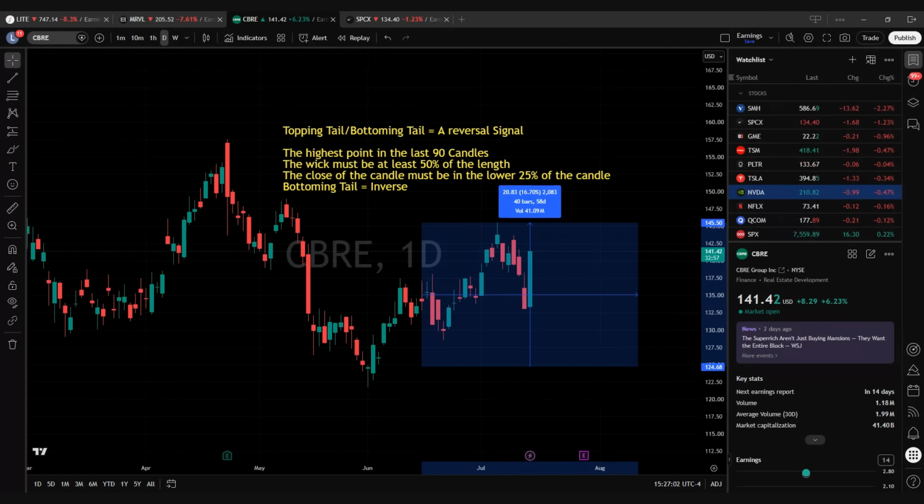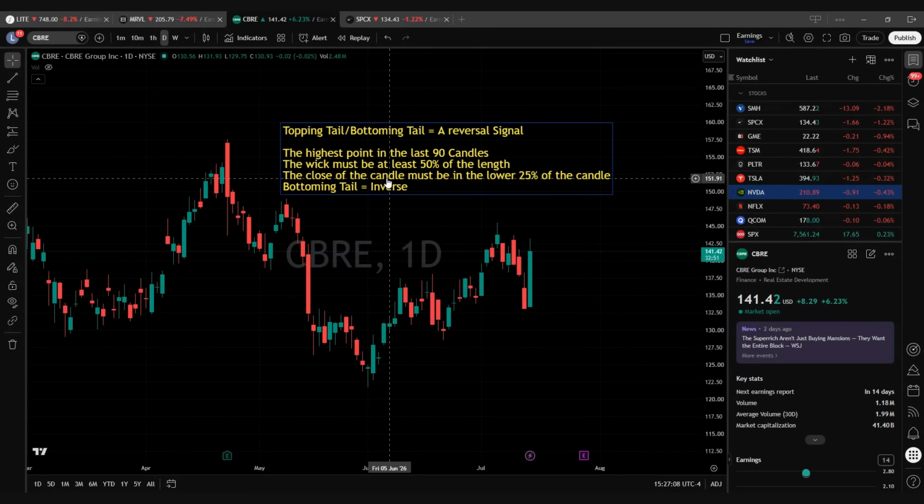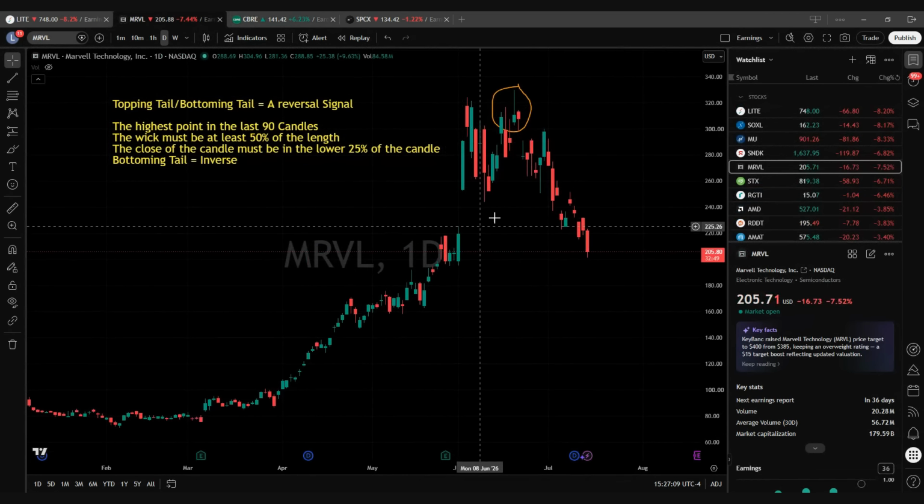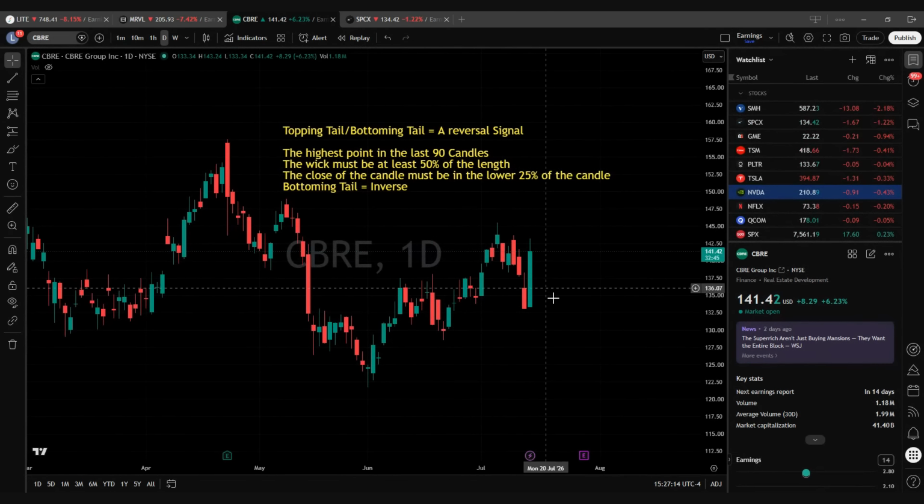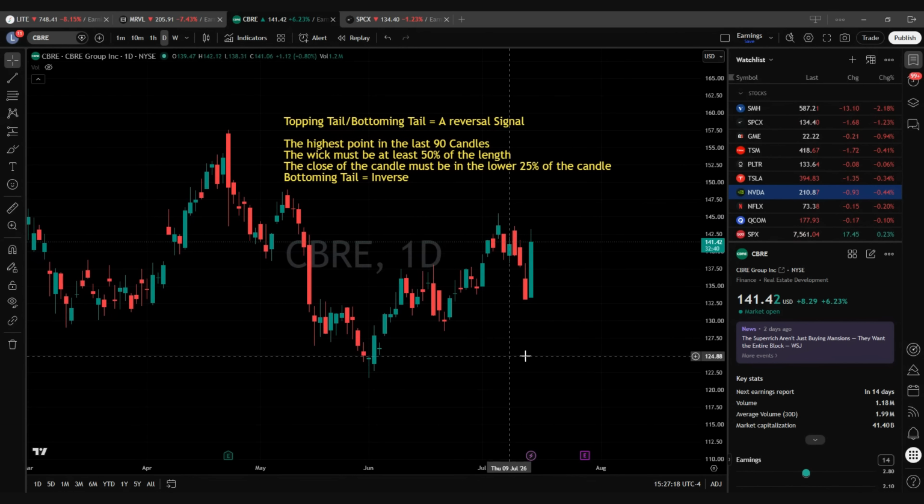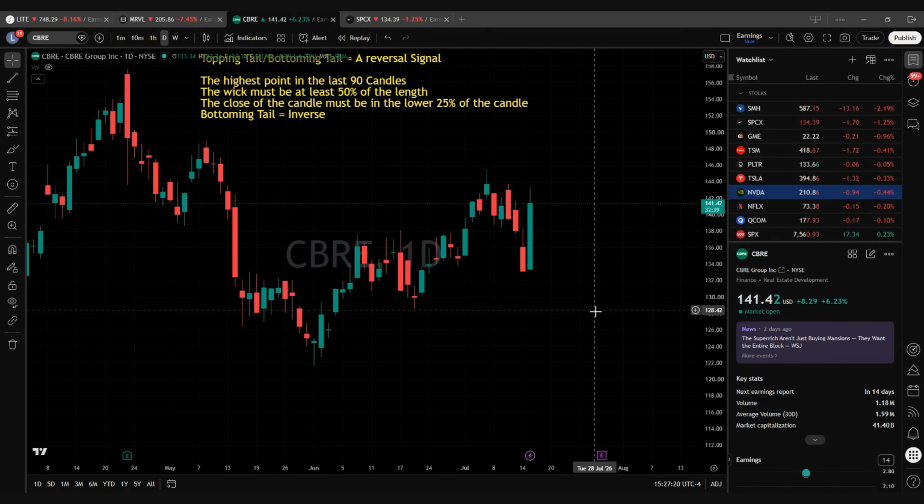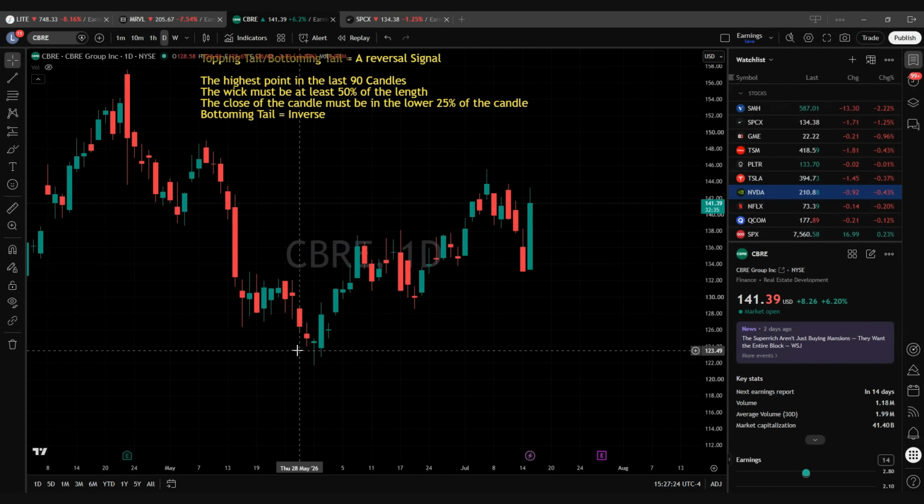But how do you use this? How can you use this to get an edge? Well, for me, there's a couple different ways that I could personally consider using a topping tail or bottoming tail. One way to do it is looking to potentially enter on a retrace. Now, what does that mean in this case?